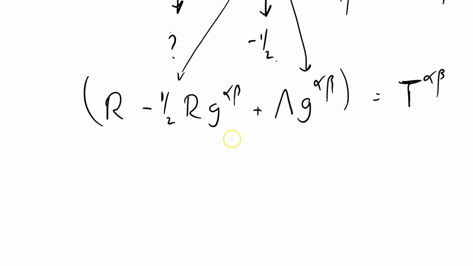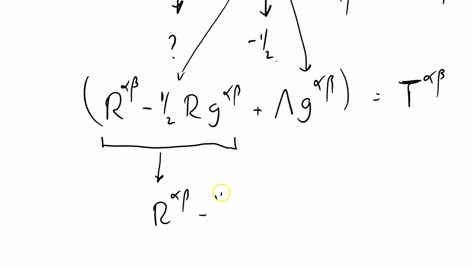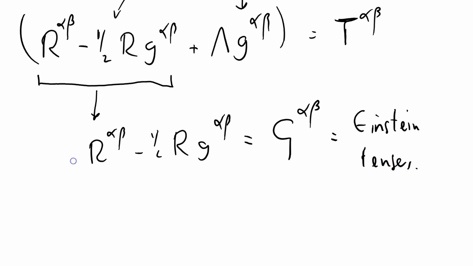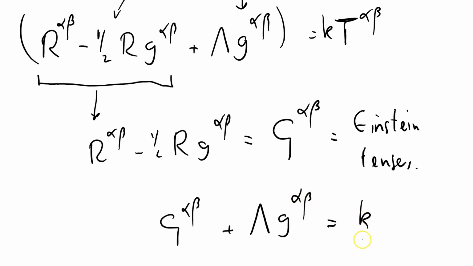Now I'm just going to make one little change here. Sorry, that should be alpha beta. I'm going to rewrite that R alpha beta minus a half R G alpha beta. I'm going to call that G alpha beta, the Einstein tensor. Okay, so now I can rewrite the equation again, and this is the form that you normally see it in. G alpha beta, oh, it's a K for constant, plus lambda G alpha beta equals some constant which we still haven't determined, T alpha beta.